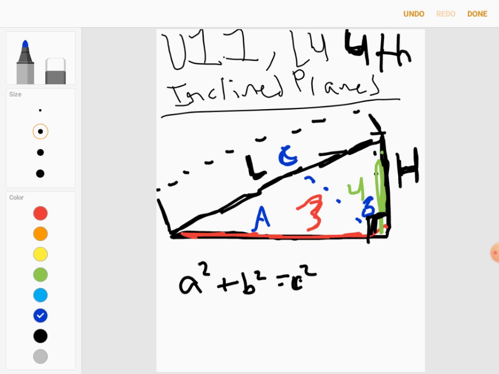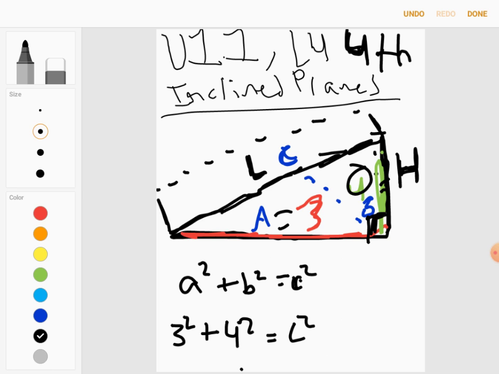So we can solve for that way. A is 3, so 3 squared plus B. B and H are pretty much the same thing, which is 4. So 4 squared, which equals C squared. We don't know that, so we're going to solve for that. And so now we can solve.